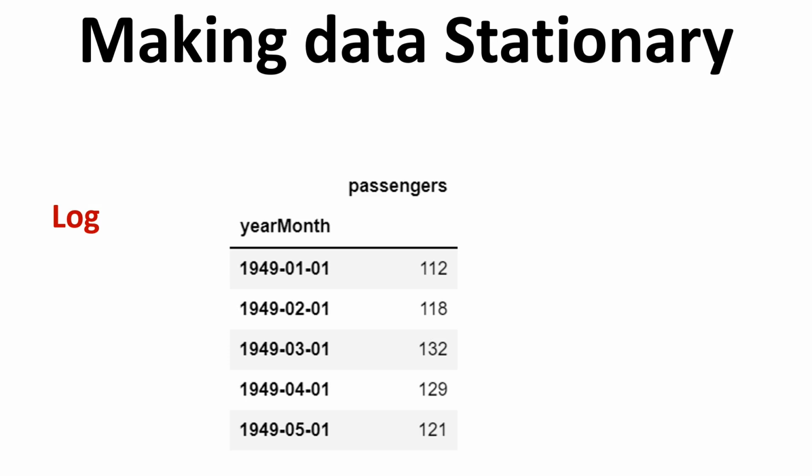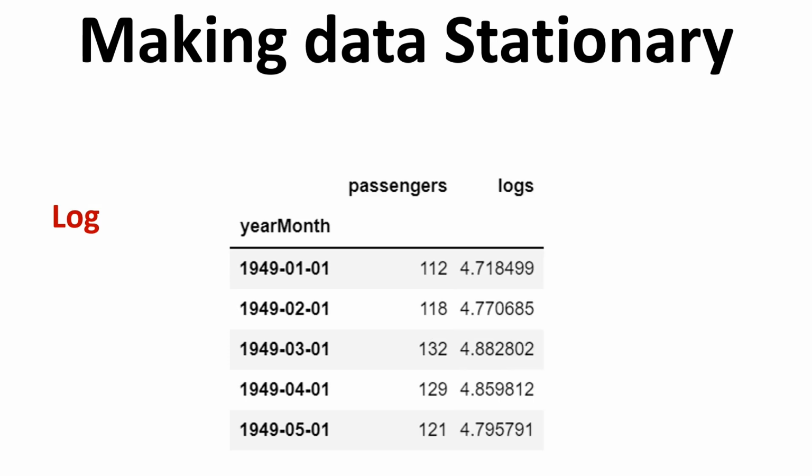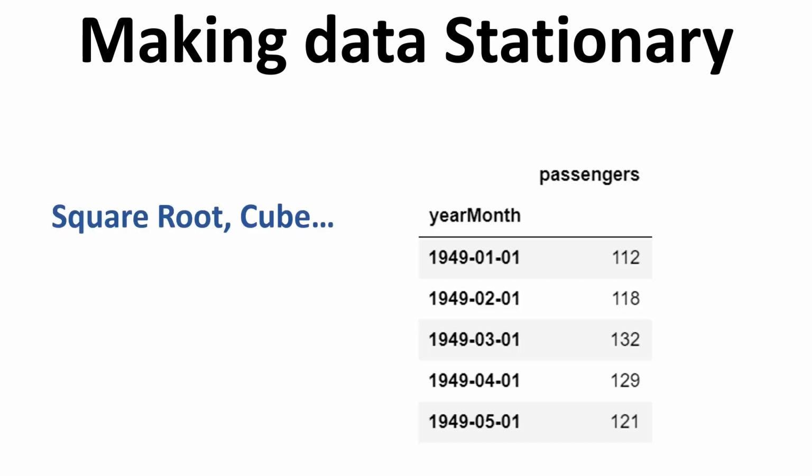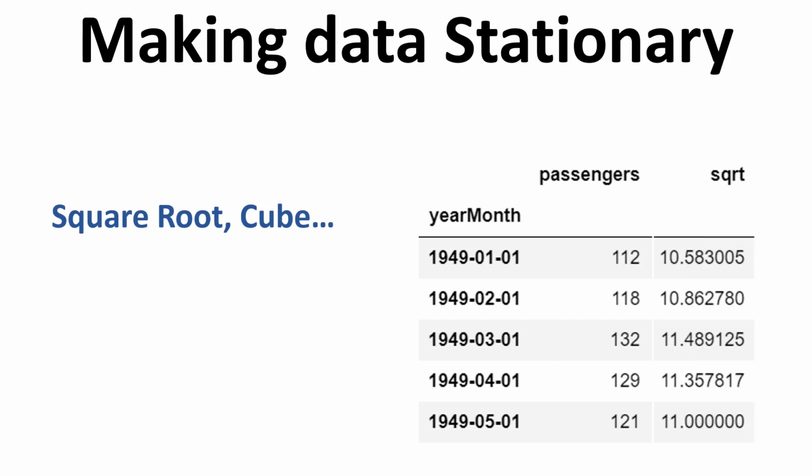In logs, what we do is we simply find the log of the dependent variable, and then again we do the stationary test. If it looks fine, we can go ahead and build. The same goes for finding the square root, cube, etc. You simply find the square root, or in a similar fashion you can also find the cube. Here I have just shown it for square root.